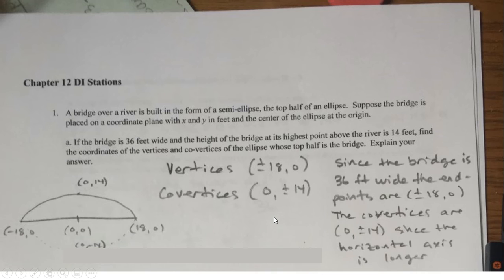So the explanation of this is since the bridge is 36 feet wide and the endpoints are plus or minus 18, 0, the co-vertices are 0, plus or minus 14, since the horizontal axis is longer. So I'll give you a second to copy that down. And you can always come back and look at that.